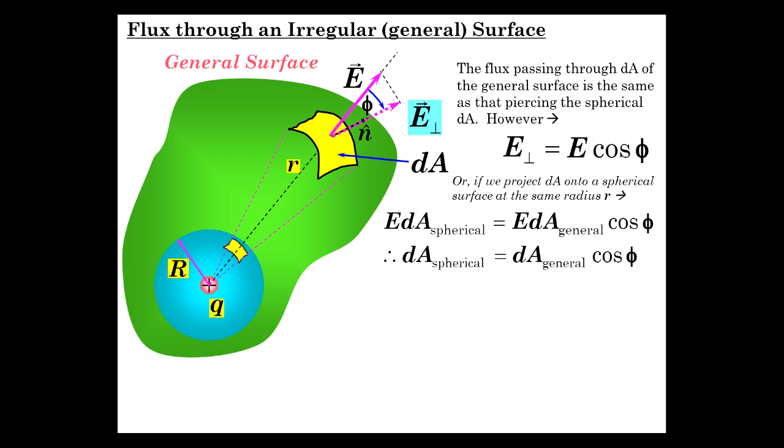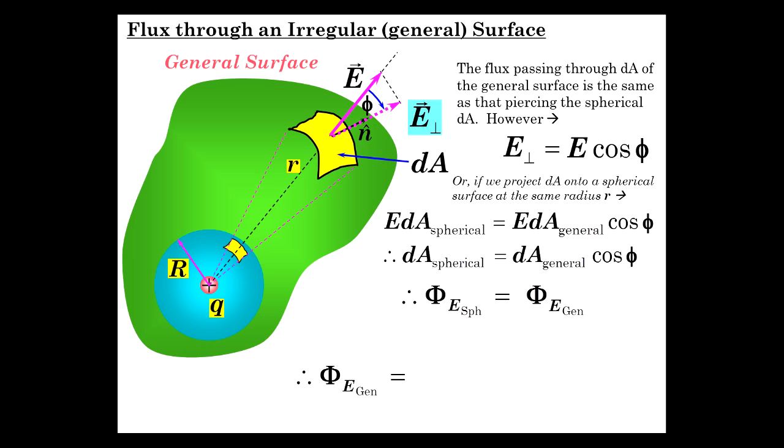Which means that there's more area here through which the flux can pass through, but it's not passing through normal to the surface. There's an angle between the E field and the normal. So, in any case, the flux through the spherical surface then is equal to the flux through the general surface.